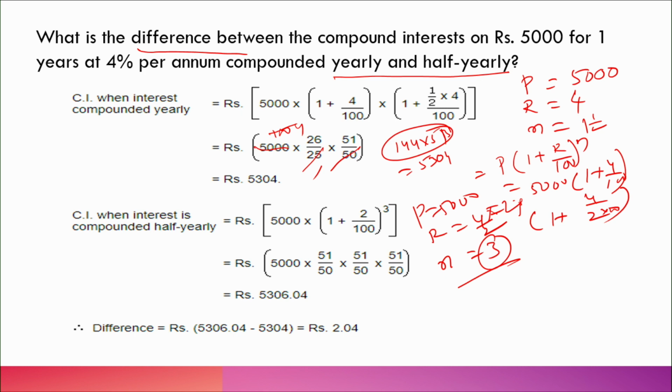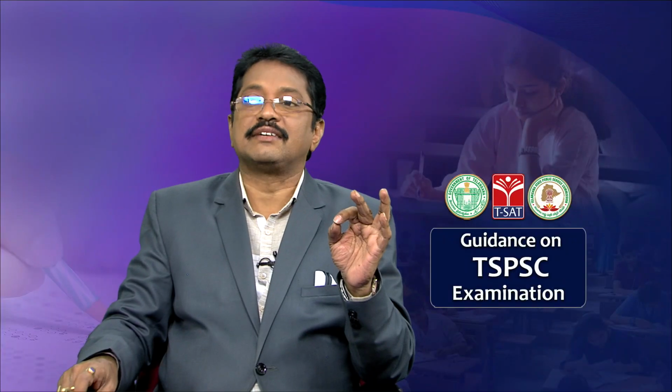So we can say 2 by 100, that is 51 by 50, and after calculation you will get 5306.04. The difference between these two is 2 rupees 4 paisa. Do you understand? In this way you can calculate the value.